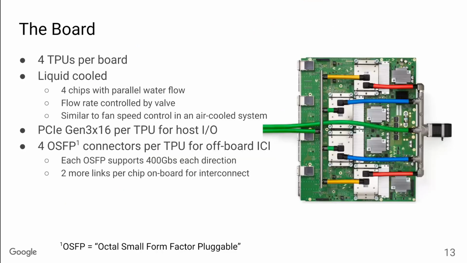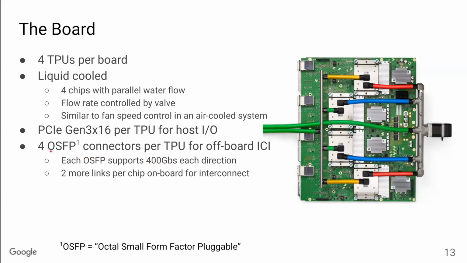Zooming in on the board, as I said, there's 4 TPUs per board. Here's 1, 2, 3, 4. The cables shown here are the water cooling. So there's cold water coming in and then hot water goes out. This is similar to how fans work to cool your device in an air-cooled system. It's just much more efficient with water cooling, and you can keep the junction temperature significantly lower, which allows us to put more computation into the device without being worried about thermals. PCI Express is Gen 3 by 16 from the TPUs to the host.